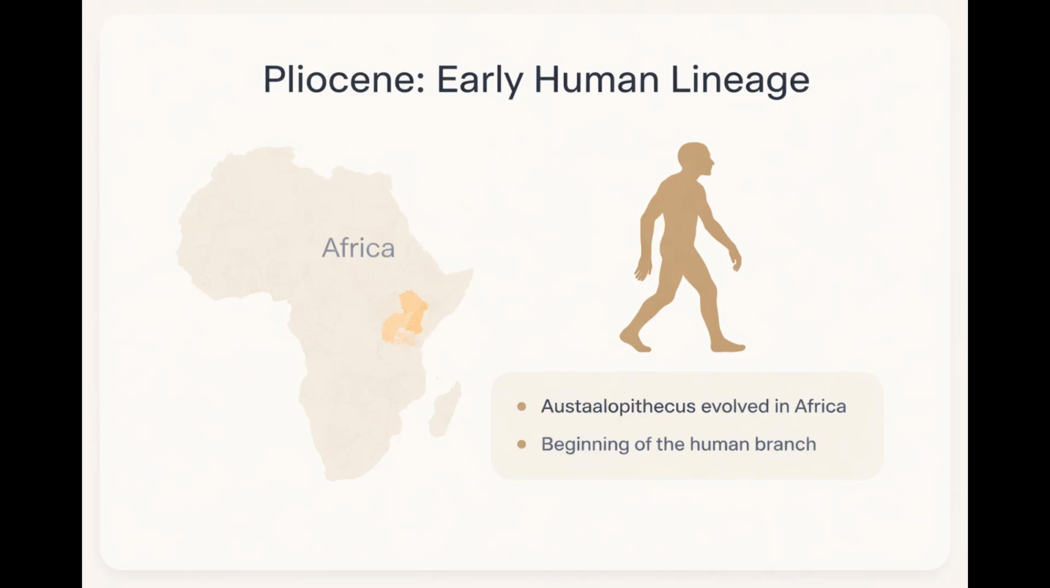The Pliocene also includes an evolutionary milestone for humans. Australopithecus evolved in Africa. The material frames this as the beginning of the human branch. The key point is not that modern humans appear here, but that the lineage leading toward humans is clearly underway, with early hominins adapting to the changing environments of the time.